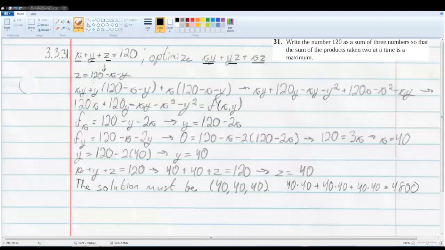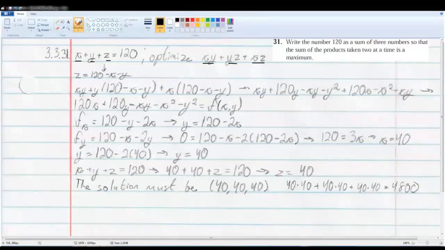So the first thing I did was I converted X plus Y plus Z equals 120. I basically solved for Z, and I figured if I plug in Z, I can basically reduce it to 2 variables, and it shouldn't make too much of a difference because I can solve for Z later.